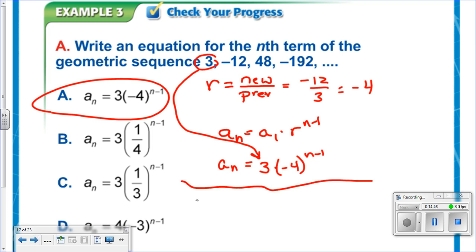Just for kicks, just to show you the recursive, your a sub 1 is going to be 3. Your next terms are going to be, take the term right before, and you're going to multiply that by -4. So that would be your recursive.